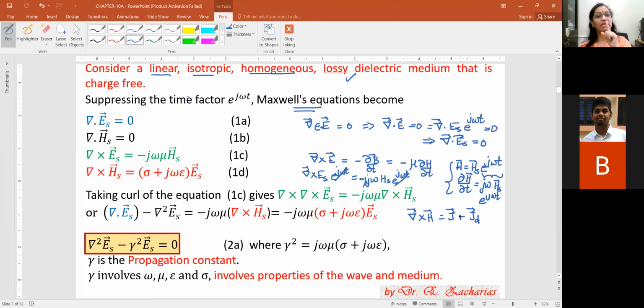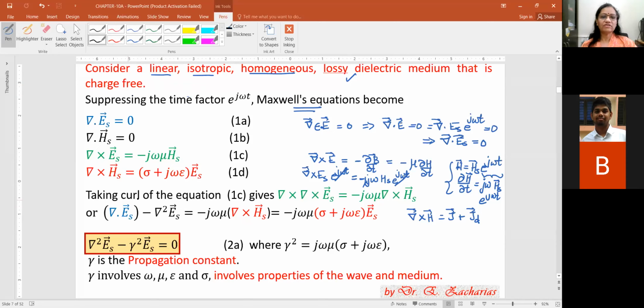Okay, and whenever you are doing an integration, you will get the j omega in the denominator. That's all. I hope this part is clear to you. Now, if this part is clear, why I have used different colors, you will understand in a few minutes.